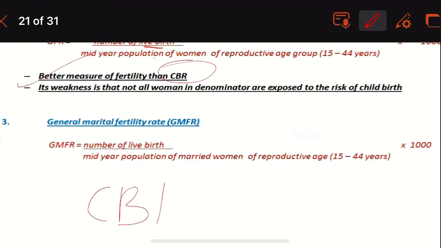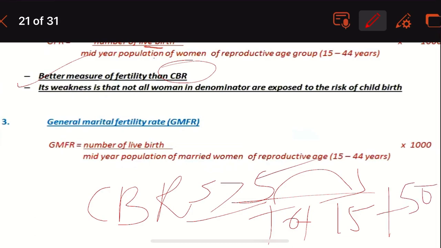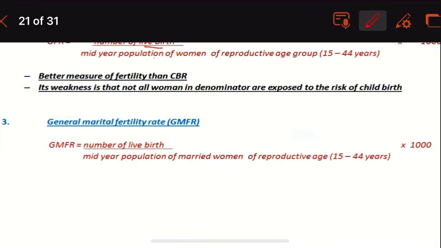In the crude birth rate, we are taking the total mid-year population. So most of them might not reach the age of 15 years. They might not enter the reproductive age group. Most of them could be under 5. And then we also have the women who have attained menopause, 50 plus years. So all these people who are not participating in reproduction are also considered under the fertility. So the general fertility rate is a better measure of fertility than the crude birth rate. And we also saw the reason why.